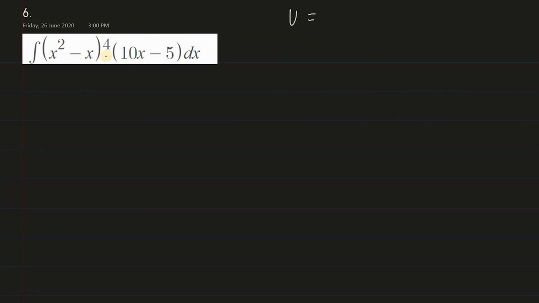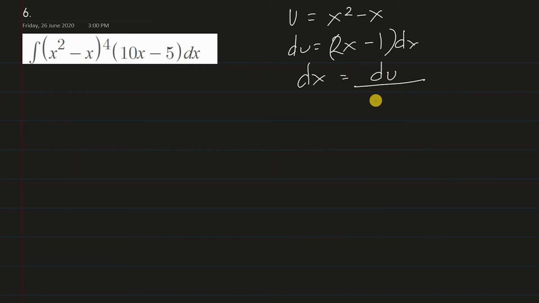Let u be equal... Ano yung mas komplikado sa dalawa? Pili kayo. Di ba ito? Ayan. Try nyo, kunin nyo yung mas komplikado. So, u is equal to x squared minus x. Kunin natin yung derivative nito: du equals 2x minus 1 dx. Huwag kakalimutan, isolate natin yung dx. Ito pupunta sa baba ng du, so dx would be du over 2x minus 1.